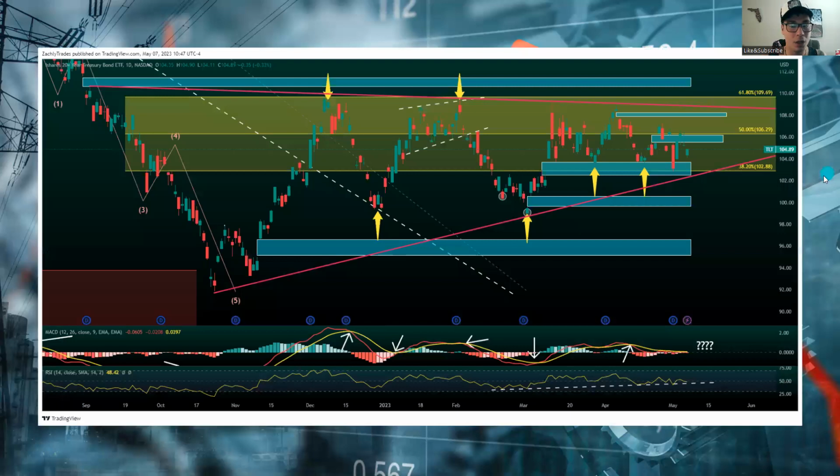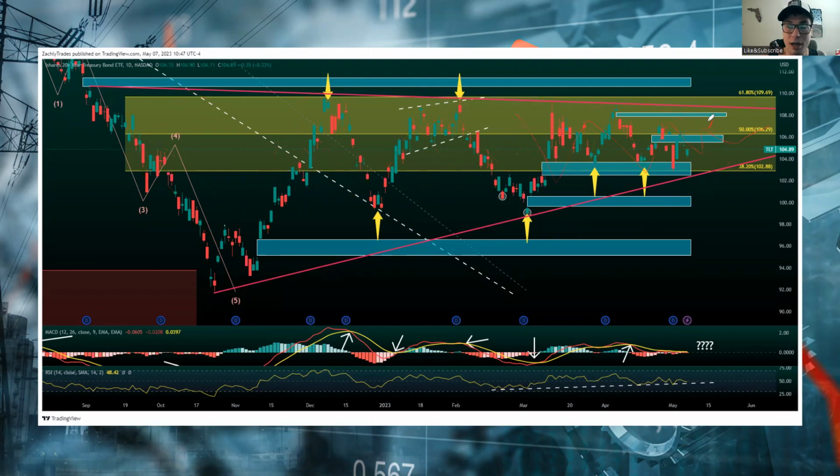Now, when we look at the overall scheme of TLT, again, I mentioned in the very beginning, what we're looking at here is a really tightening and a contraction of the price action here, right? We're still making higher lows here, but we're also making lower highs as well. So we're really stuck in this triangle pattern right now, and it's really starting to get tight.